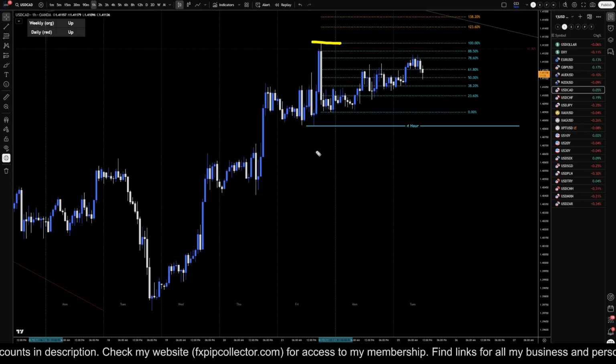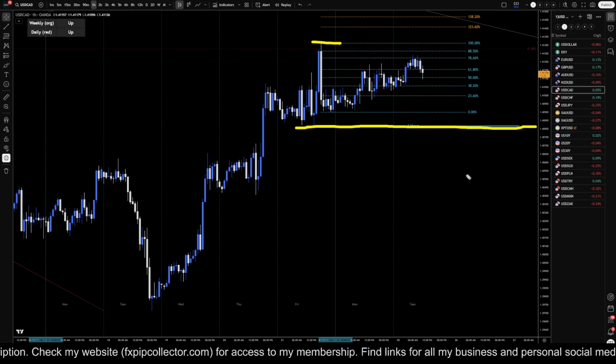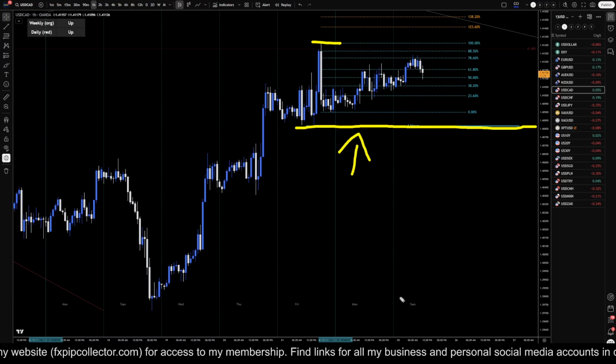Now that we got this new swing high right here, we can say that this is the most significant structure. If it breaks below this structure with momentum and actually holds below structure, then at that point I would start looking for shorts with much more confidence.